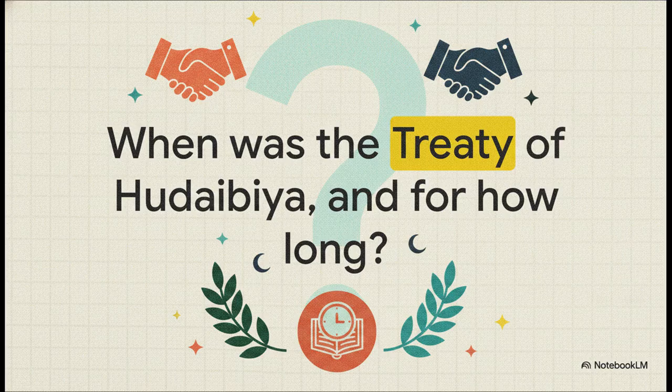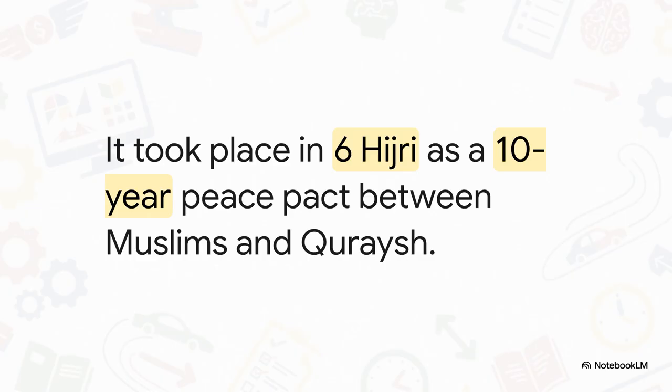So, let's test your chronological reflexes for a second. When did the Treaty of Hudaybiyyah take place, and for how long was the truce meant to last? Take a second. Do you know it? If you guessed 6 Hijri, you hit the nail on the head. And it was structured as a 10-year peace pact between the Muslims and the Quraysh.